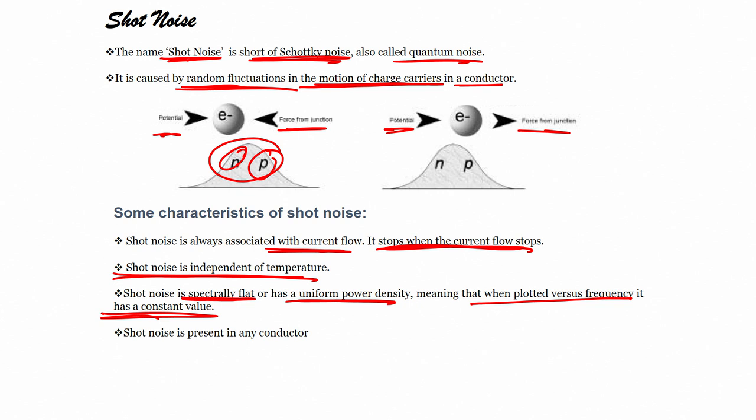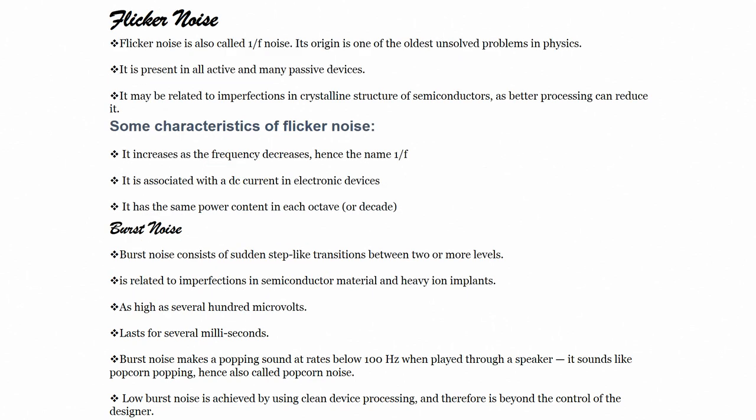Okay. Next, shot noise is present in any conductor. Alright. Shot noise is present in any conductor. So, that is very important to remember. Let us see the next one, which is flicker noise, and then we will see burst noise.